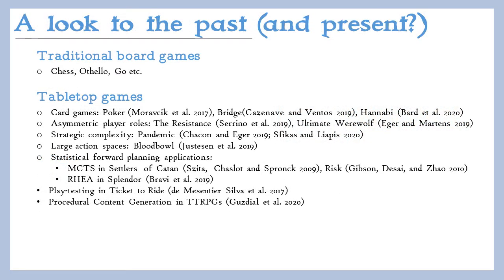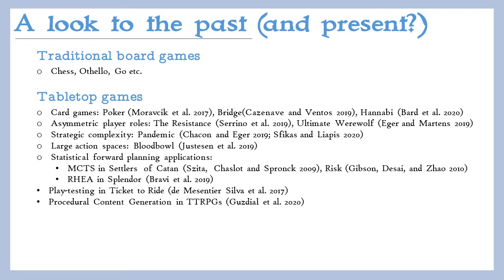We've seen the growth of AI techniques closely linked to traditional board games since its very beginnings, with artificial players becoming proficient at chess, Othello, and more recently Go. But research has also looked into other types of tabletop games too. There have been several AI agents playing card games or games focused on deceit and asymmetric player roles, such as The Resistance and Ultimate Werewolf.